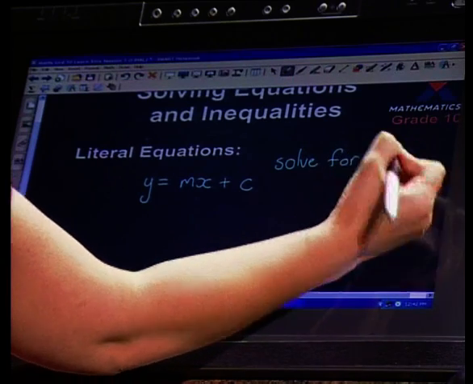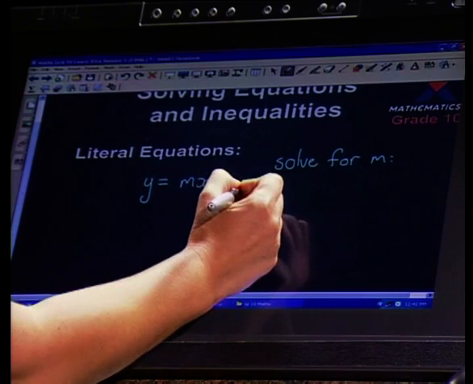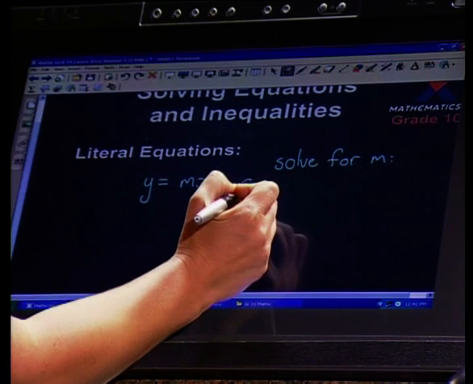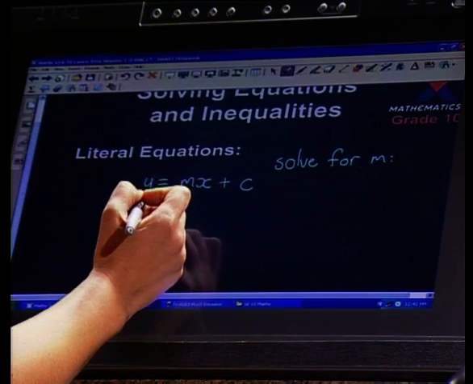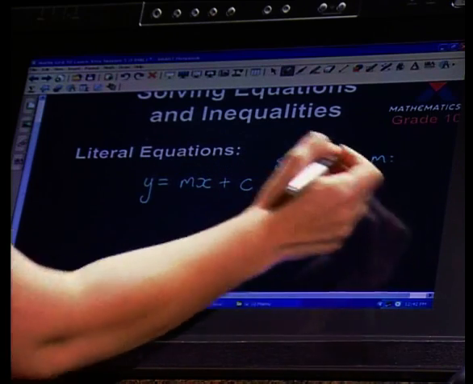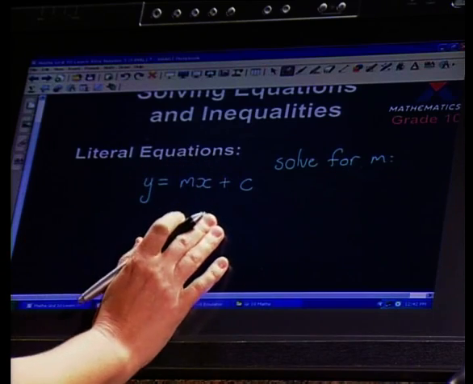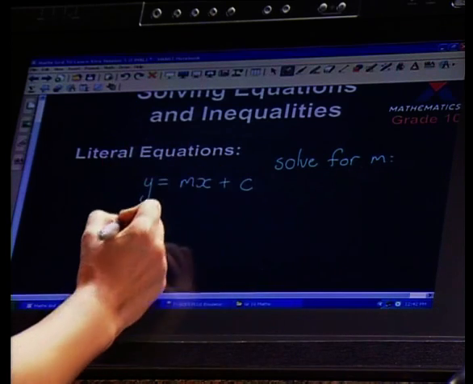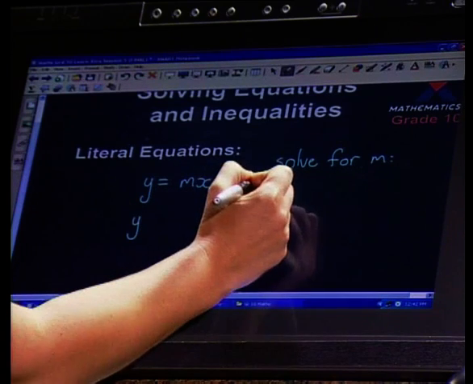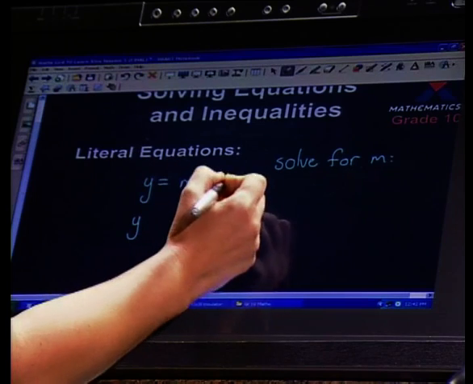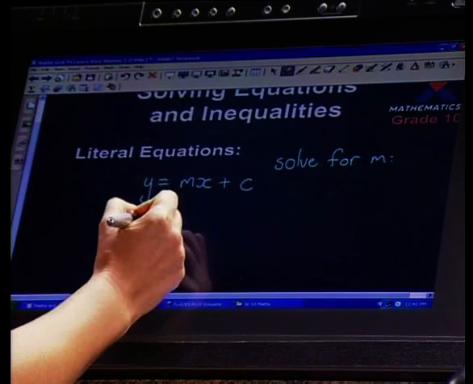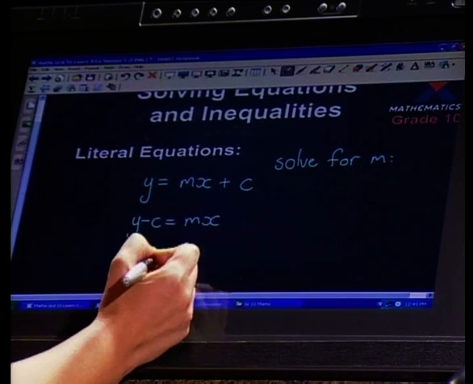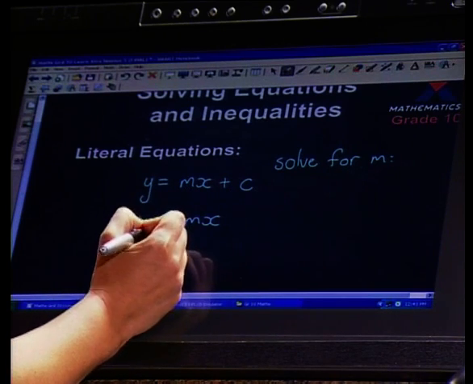So the question says solve for m, and then it's got y is equal to mx plus c. And you know from previous experience that y is equal to mx plus c is, of course, our straight line formula. If they want us to solve for m, it means they want us to rearrange this formula so that m is the subject of the formula. We're going to start by moving c over. Now the way we move c is we actually minus c from both sides, because plus c minus c gives us nothing. And that means we're left with nothing on the right, which is what we want, and we've got y minus c on the left.